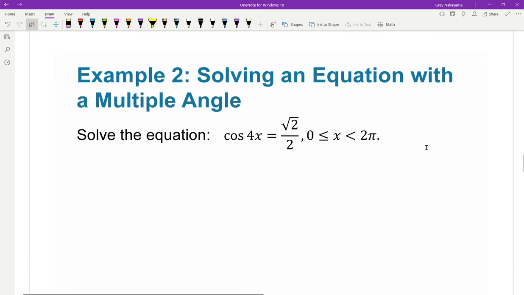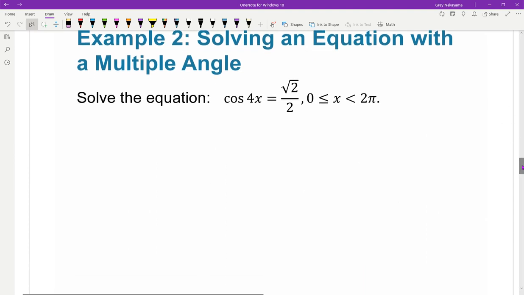All right. Most of the other ones we're going to concentrate on are not going to be finding all. We're going to be finding them between 0 and 2 pi. So this example is concentrating on solving an equation with a multiple angle. Now, how do I know they're multiple angles? Because there is a 4 in front of my x. That's different. The last one just said sine of x.